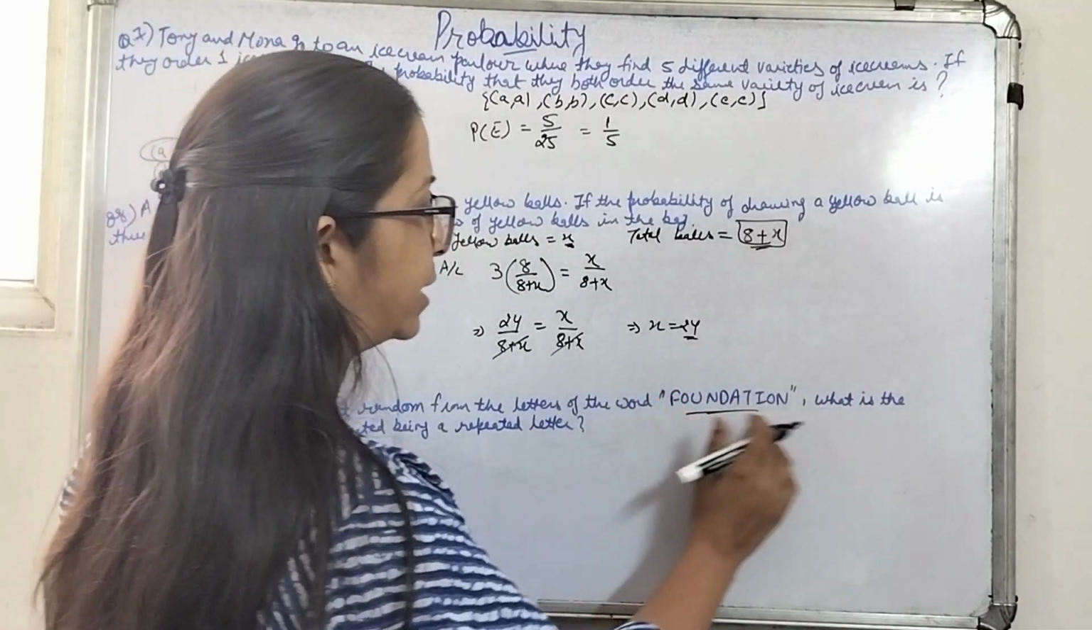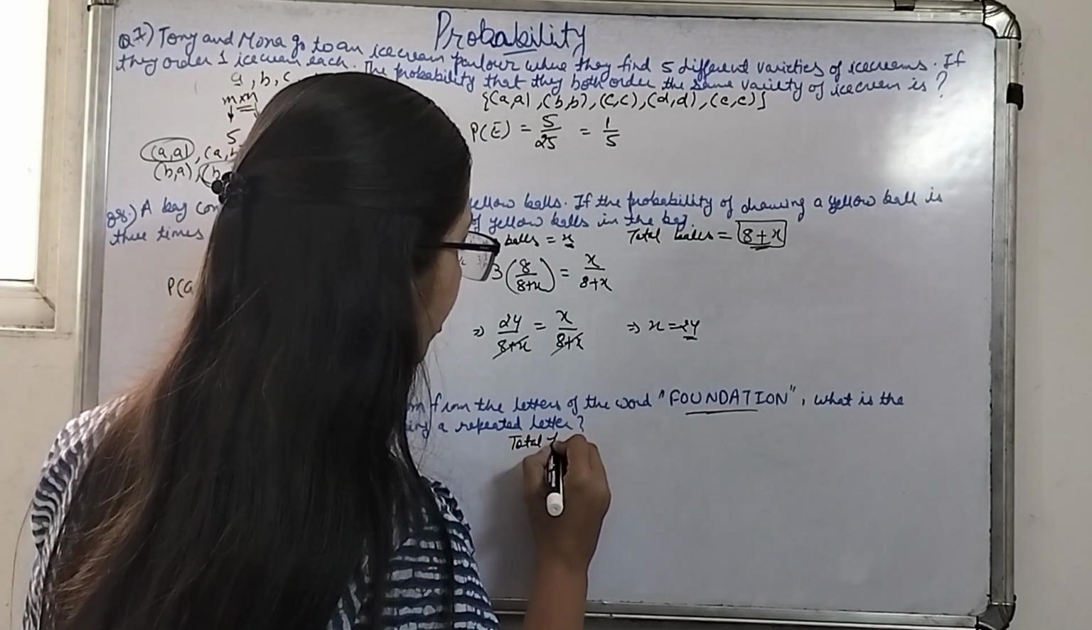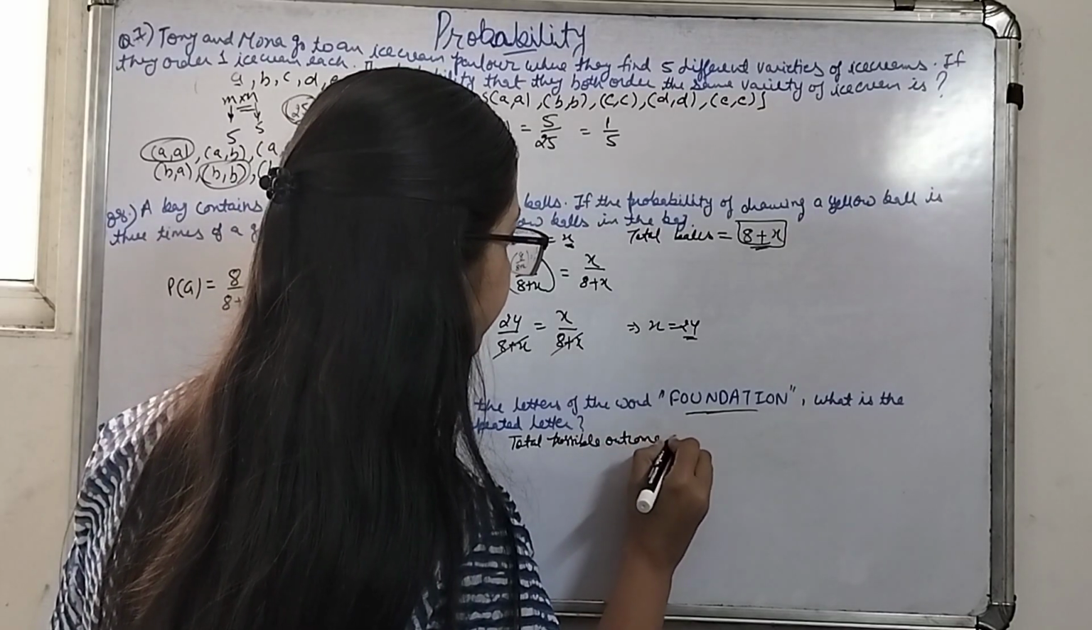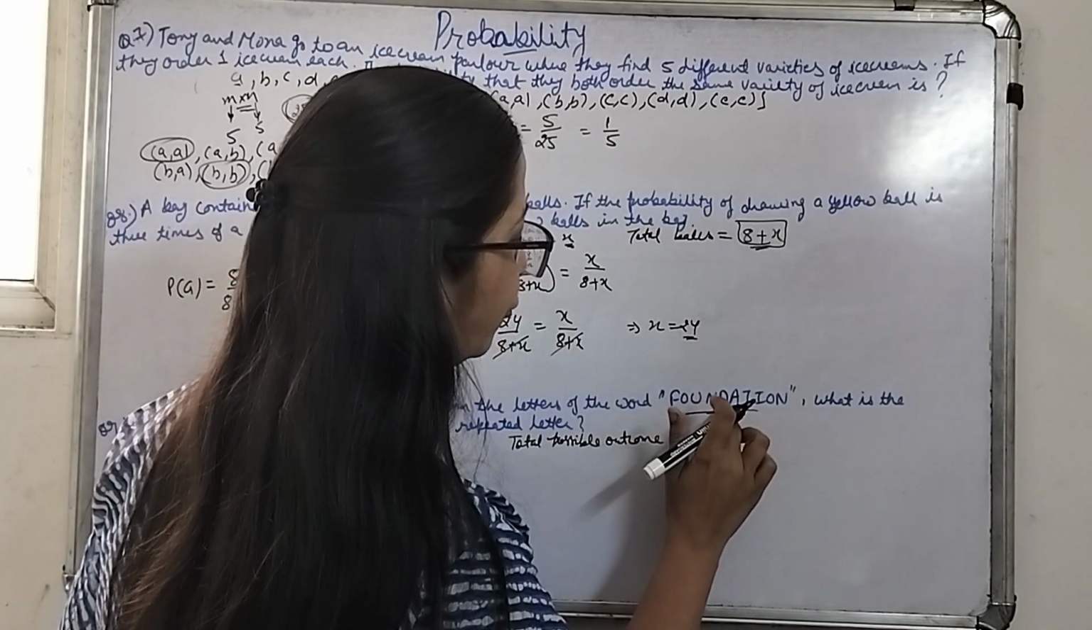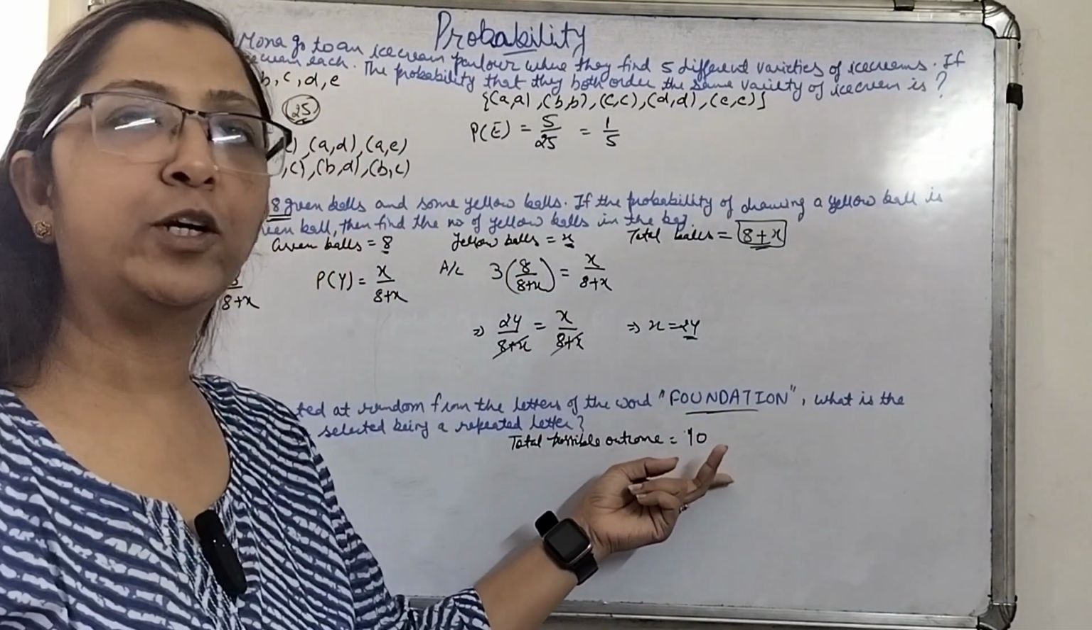Now, how many letters are there? First of all, what is the total possible outcomes? First of all, we'll be selecting from 1, 2, 3, 4, 5, 6, 7, 8, 9, 10. Total possible outcomes could be 10.